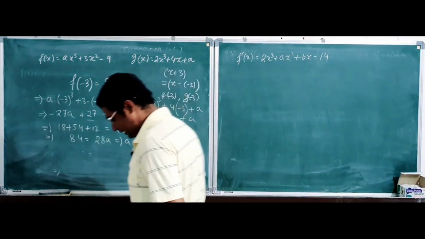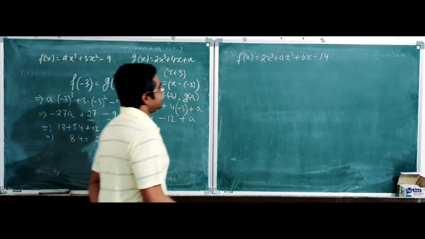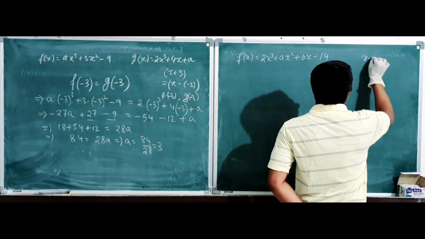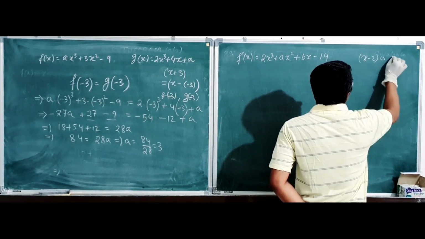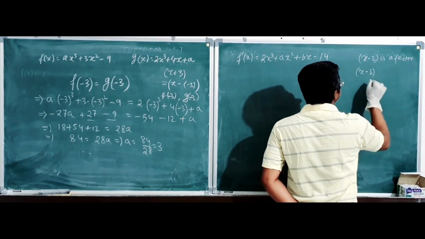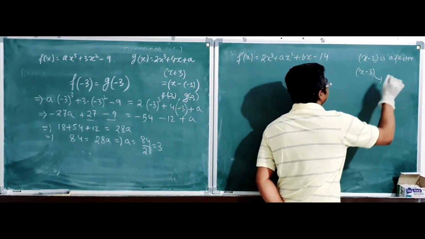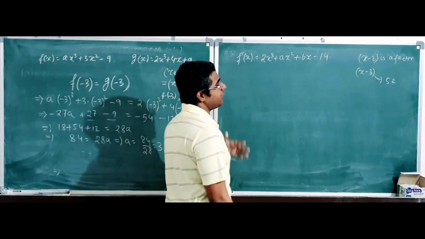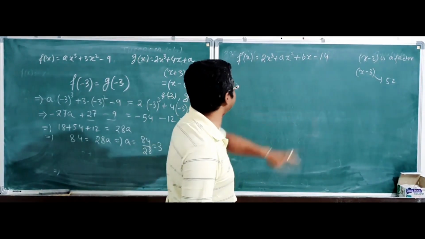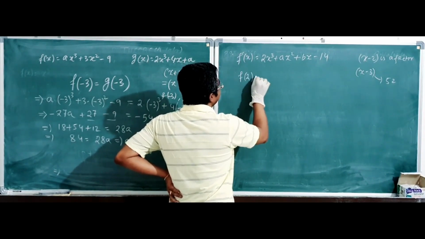Okay. Next it has been said that x minus 2 is a factor, and if x minus 3 is used to divide this one, you get a remainder of 52. So there are two things, we have to find out a and b both. So x minus 2 is a factor. So as x minus 2 is a factor, we can write f(2) is equal to 0.